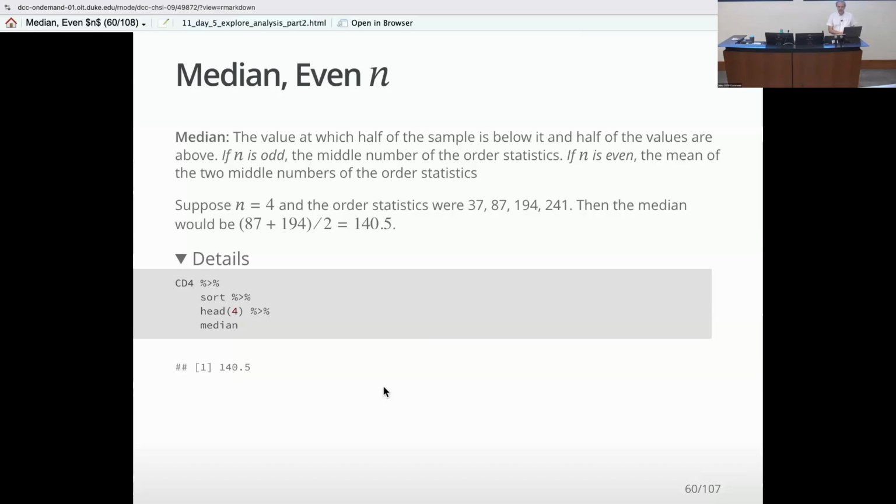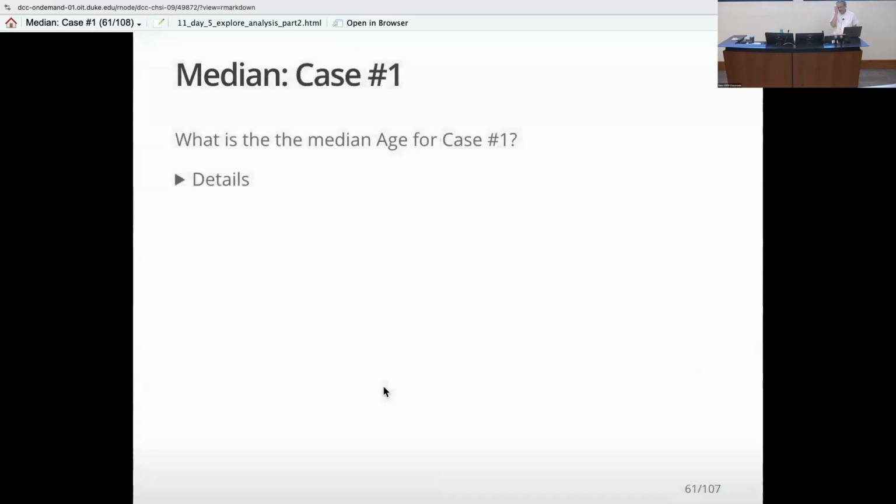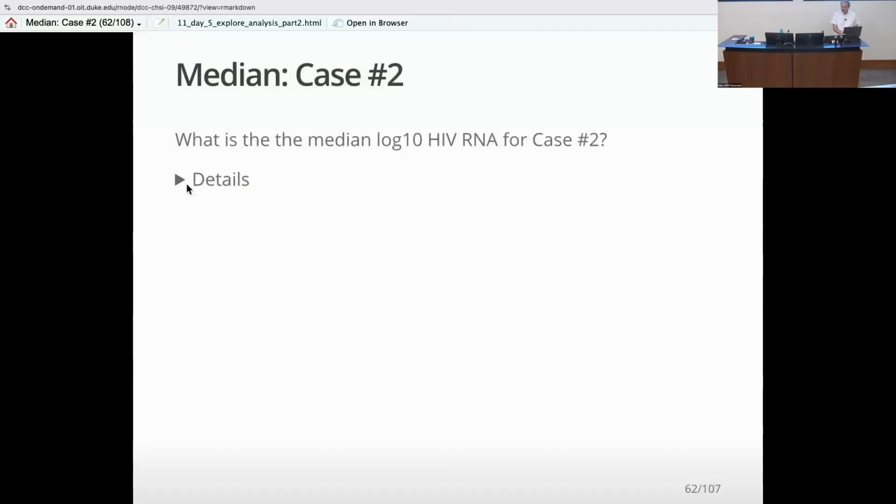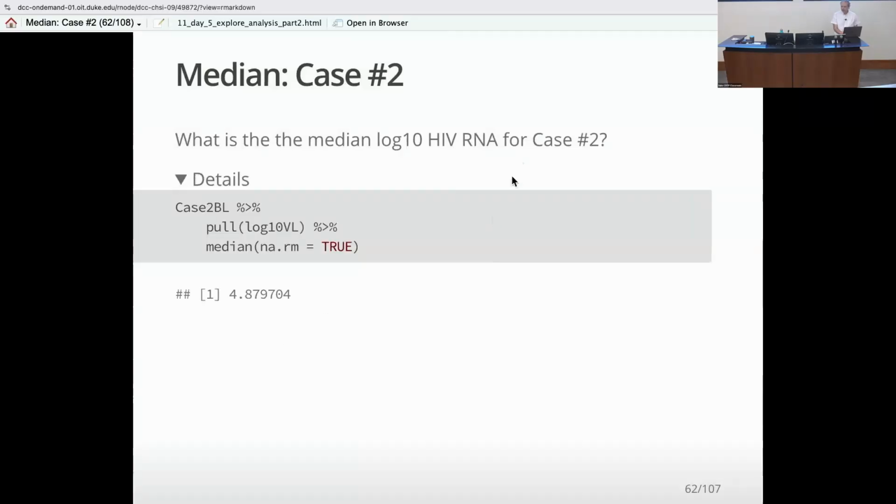Questions? Okay. I assume that people are all familiar with this. And again, this is to calculate the median age for case 1. Similar, we're going to do poll and run that through median. And again, we need to remove the NAs. And if we want to do that for the log 10 viral load in case 2, then very similar.